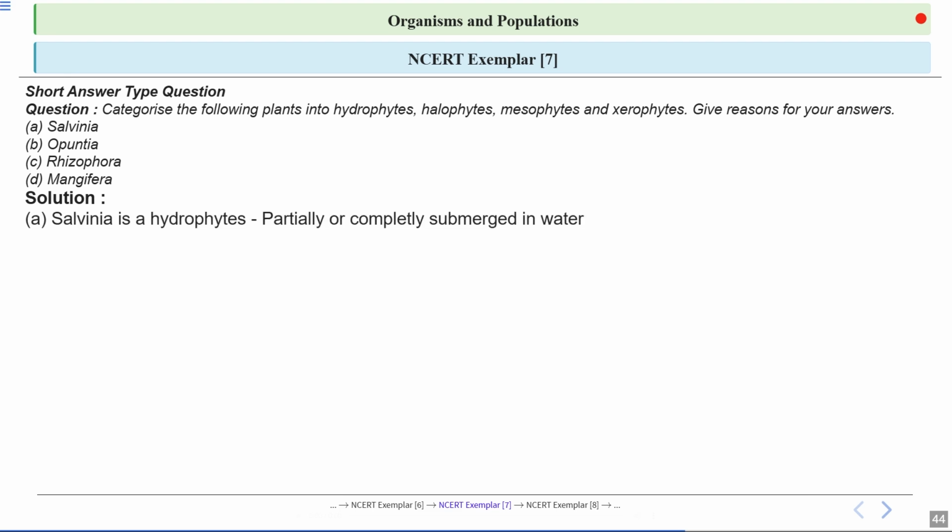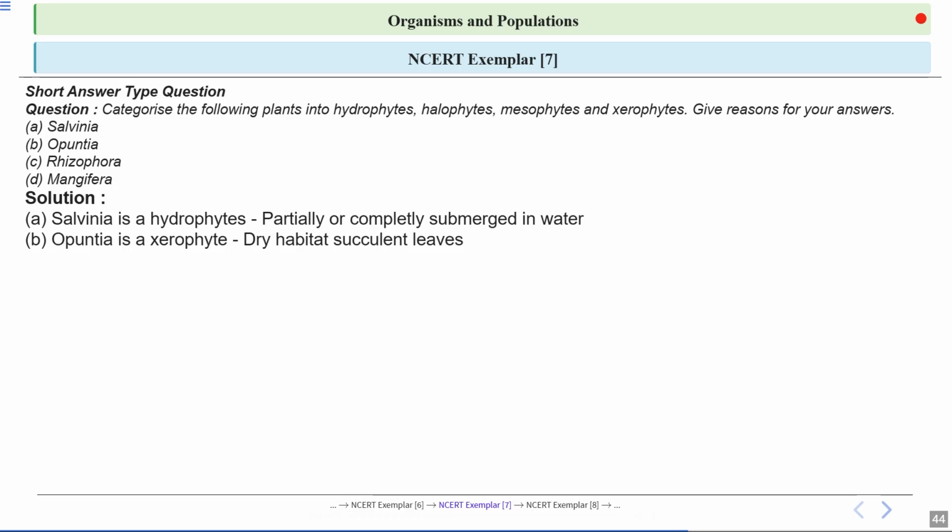Okay, first of all, let's talk about the Salvinia. So Salvinia is a hydrophyte, which means it lives in water, either partially or completely submerged. Clear? So you can think of hydrophytes like the aquatic plants you see floating in ponds or lakes. Their adaptation helps them survive in waterlogged conditions, just like a swimmer needs special gear to move easily in the water.